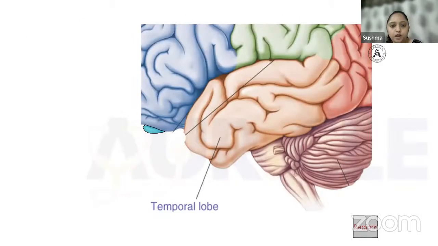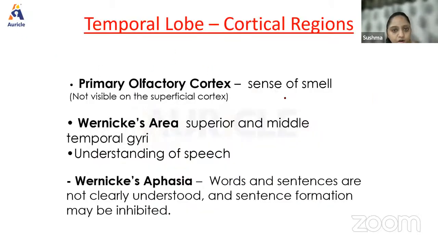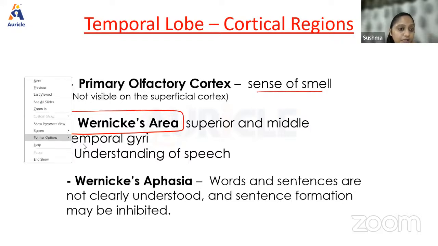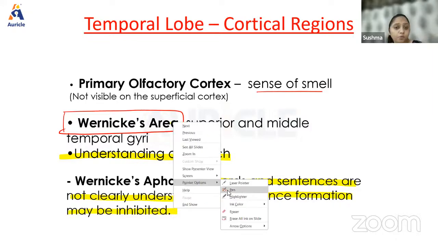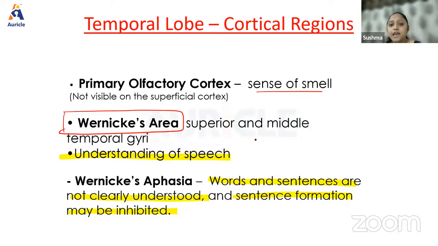In the temporal area, we also have the primary olfactory cortex, for the sense of smell. And we have the most important one, the Wernicke's area, which is present in the superior and middle temporal gyrus and helps in understanding of speech. So if somebody has a problem with Wernicke's area, he cannot understand what somebody else is speaking. But there is nothing wrong in his thought process. Let us say if he wants to drink water, he says, I want to drink water, because there is nothing wrong in his motor area of speech.